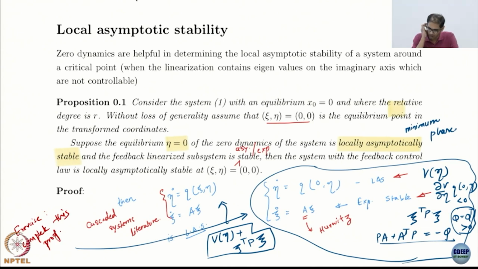Because what am I saying? I am saying that the system is locally asymptotically stable, whatever, with psi equal to 0. So you have a V of eta, given to you such that partial of V with respect to eta times Q0 eta is negative definite. Okay, and then you have this to be Hurwitz. So therefore with this you also have psi transpose P psi as a possible candidate Lyapunov function, and the P you get from this nice Lyapunov equation.